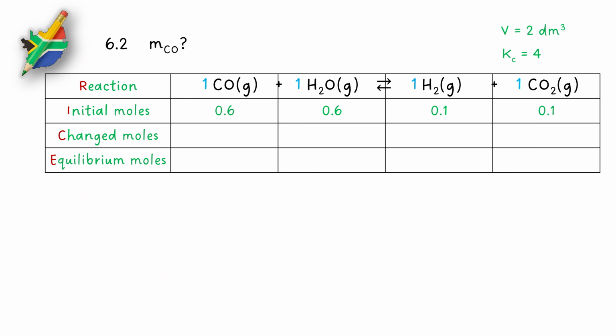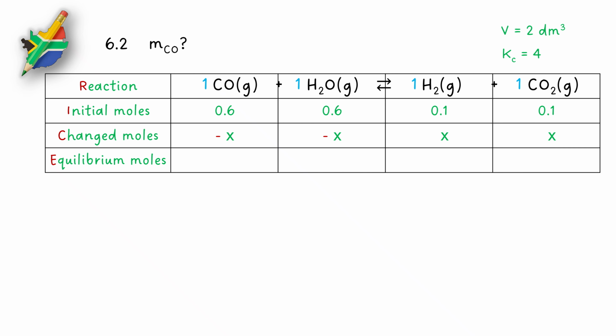Now we do not know how many moles of reactants are used up or how many moles of products form at this particular temperature. But we can express their values in terms of X. And since the mole ratio is 1:1:1:1, then if X moles of carbon monoxide are used up, X moles of water are also used up, and X moles of hydrogen will form, and X moles of carbon dioxide will form. Remember, the changed moles must be in the same ratio as the stoichiometric coefficient ratio.